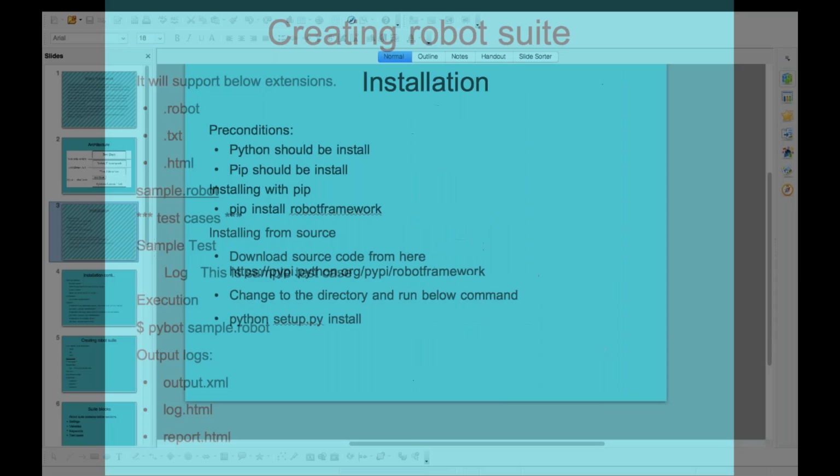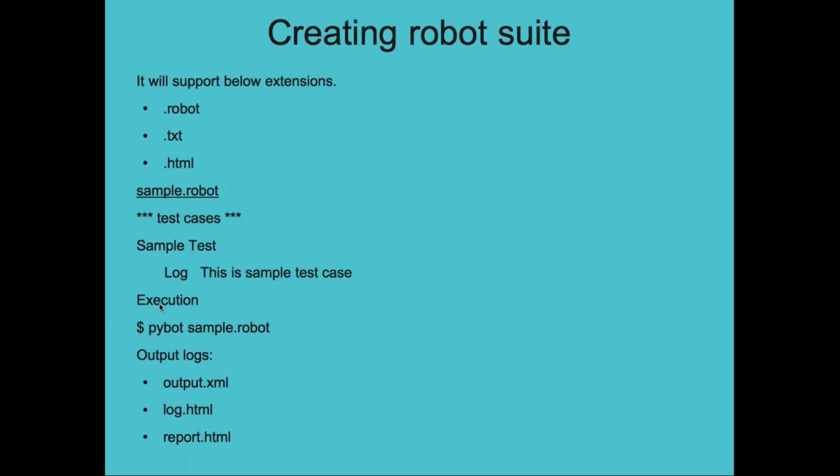So this is the file. This is a plain text file. Next, execution. We can execute a robot suite with two commands. One is pybot, another one is robot. Both are the same. Like Python space the script name, similarly pybot space the suite name. The suite name is sample.robot.